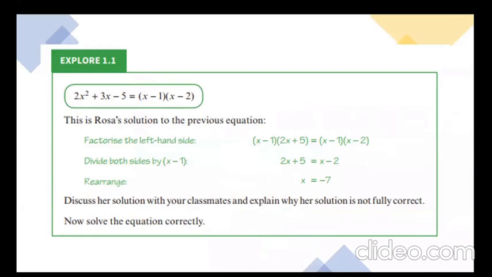Firstly, 2x square plus 3x minus 5 equals this one. So the given is 2x square plus 3x minus 5 equals x minus 1 and x minus 2. So in this equation, this is my left hand side, this is my right hand side. The factors of this equation are already with me.